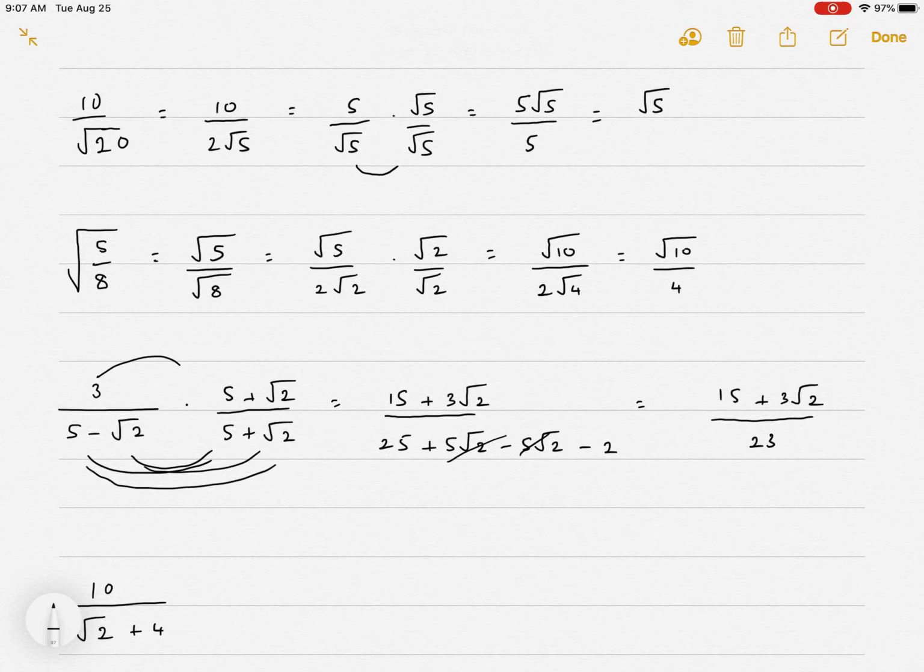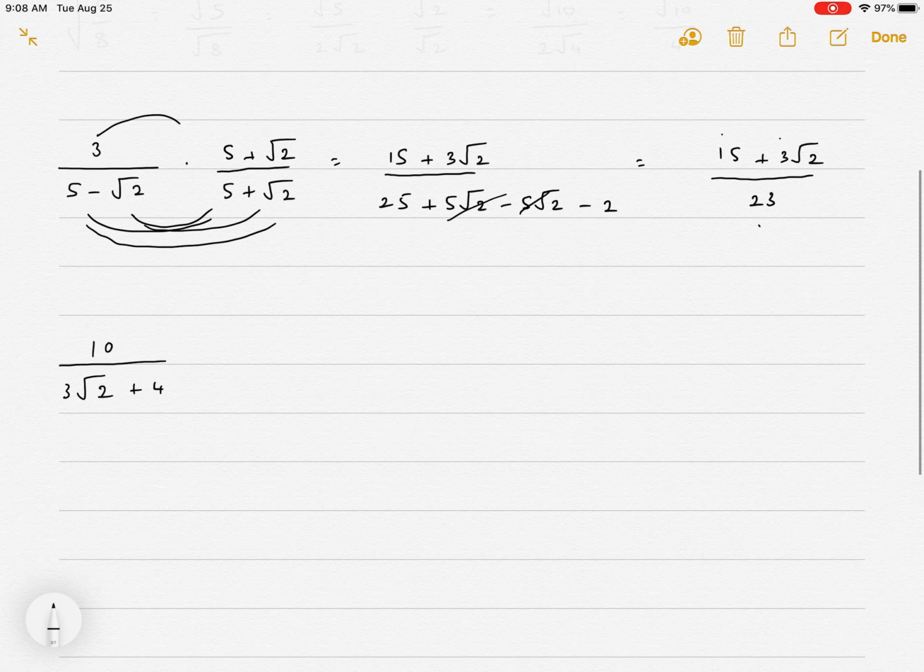And always check to see if you can reduce, take out the same thing from those 3 numbers. In this problem, we can't. Multiply top and bottom by the conjugate. 3 radical 2 take away 4.